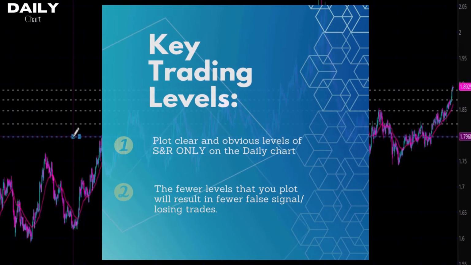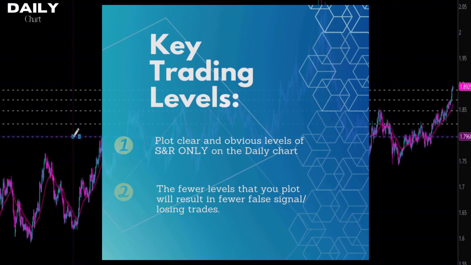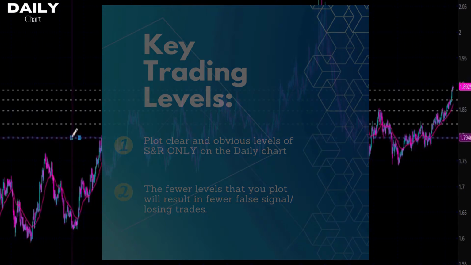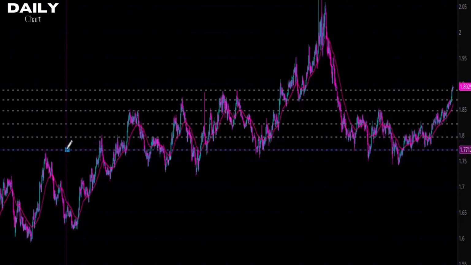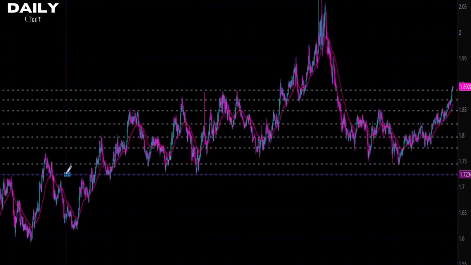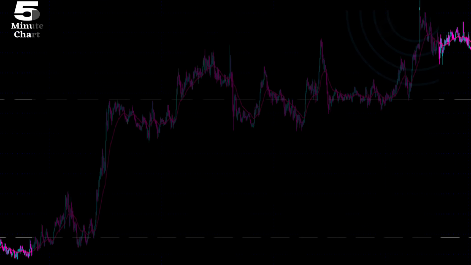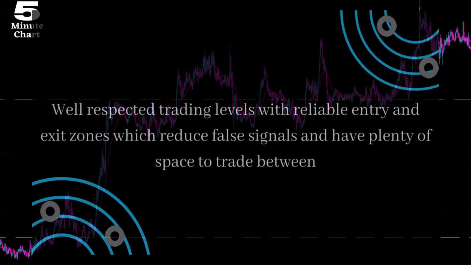Go through the daily chart and plot all of the clear and obvious levels of support and resistance which contain multiple reactions, just as you would with standard support and resistance. Remember, less is more. Once we have those daily key levels plotted, now we can zoom back into the 5-minute chart that we were originally looking to trade from. Notice how well respected these levels are, creating reliable trading zones instead of unreliable noise, confusion, and false trading signals. Notice the space between these levels is now more available to trade between, and we can use these levels for both reliable entry points and profit targets.